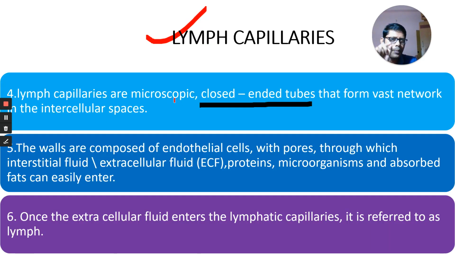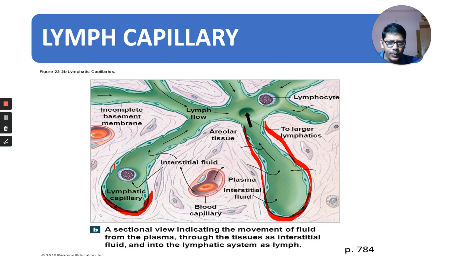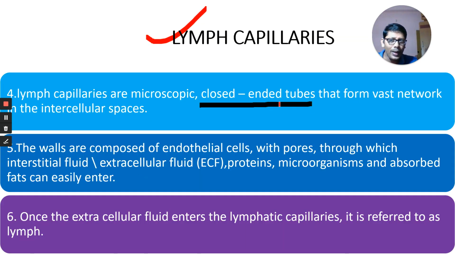Lymph capillaries are microscopic, very small, closed-ended tubes that form a vast network in the intercellular space, not intracellular. Inter means in between the cells. In between the cells there are spaces, and in those spaces the lymph capillaries are present. They form a huge network. They are very small, microscopic. What type of ends? They are closed-ended tubes.